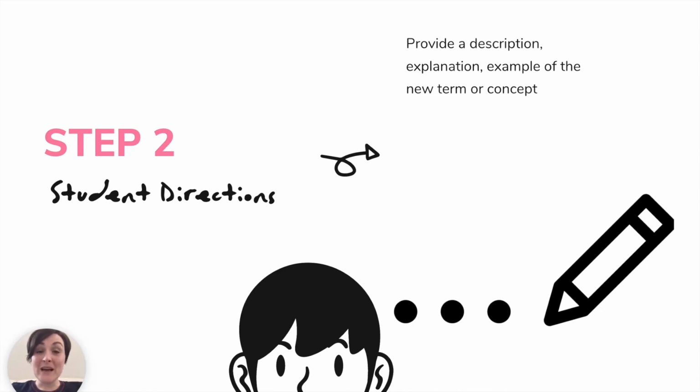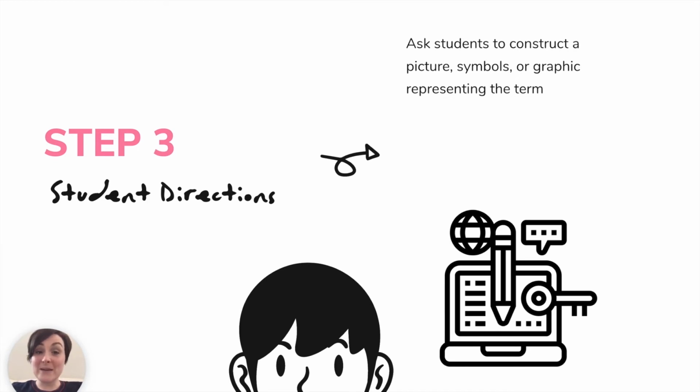Step two is where students have to get a little more creative. They have to provide a description, an explanation, or an example of that key concept or term. At step three, students will construct a picture, a symbol, or a graphic to help represent their term. This is where students really get to stretch their creativity. It also helps to create visuals for other students to help them memorize and better understand and make connections to the term or concept.